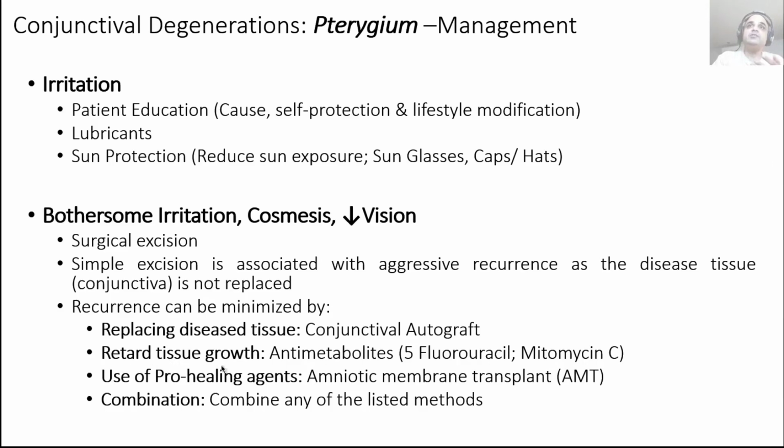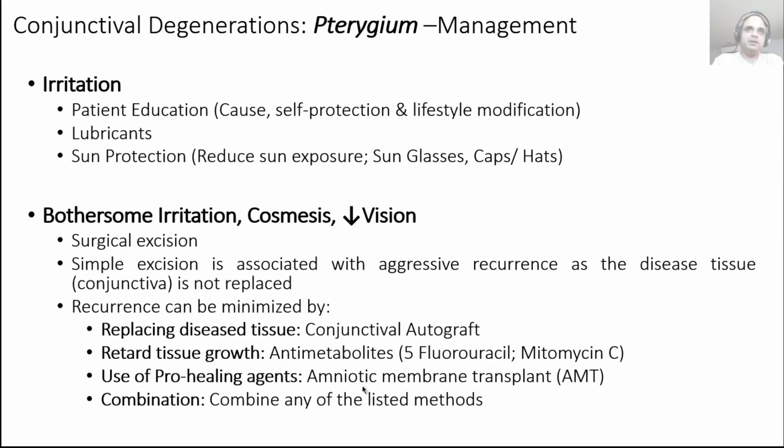We can also retard tissue growth by using antimetabolites, 5-fluorouracil or mitomycin C, and these work exactly the same as they did when we were talking about trabeculectomy with mitomycin C, when we were talking about angle closure. We can also use pro-healing agents, and once you have dissected away the pterygium, you can put an amniotic membrane there.